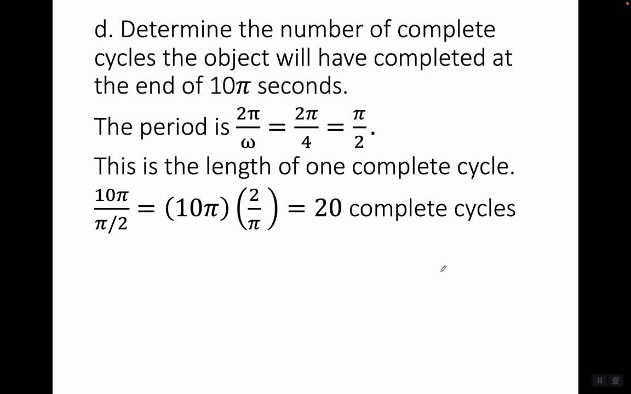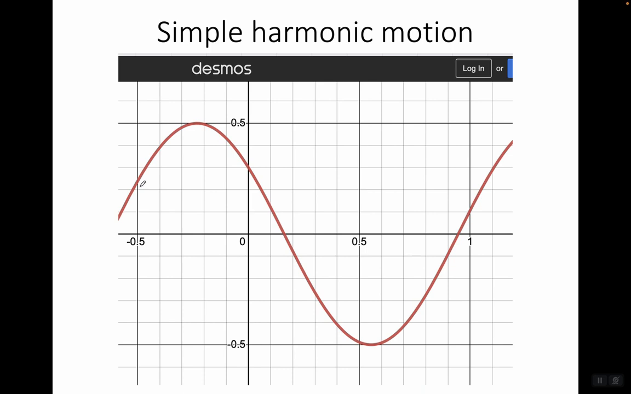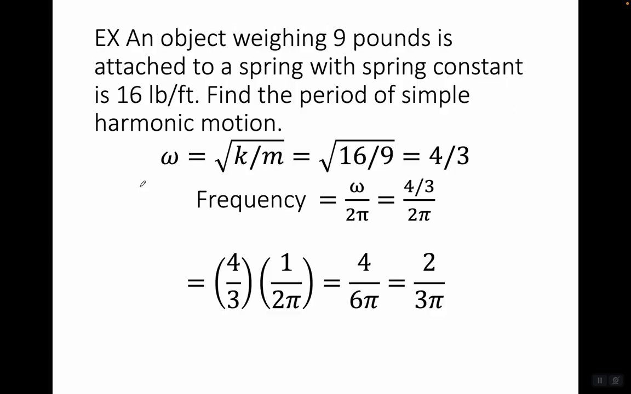Determine the number of complete cycles the object will have completed at the end of 10 pi seconds. Well, the period, as we've seen before, is pi over 2. This is the length of one complete cycle. So if you're traveling 10 pi units, you'll be able to complete this many cycles: 10 pi divided by pi over 2, that's 10 pi times 2 over pi. In other words, 20 complete cycles. This is what we call simple harmonic motion. This undamped free motion is also called simple harmonic motion because it moves back and forth, unhindered ad infinitum.